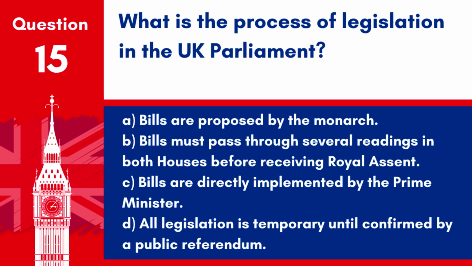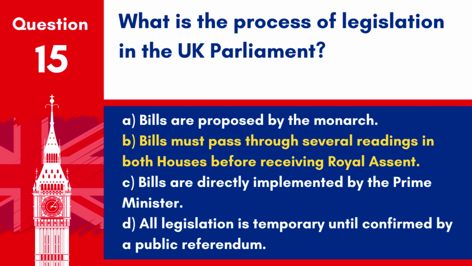Question 15. What is the process of legislation in the UK Parliament? A. Bills are proposed by the monarch. B. Bills must pass through several readings in both houses before receiving royal assent. C. Bills are directly implemented by the Prime Minister. D. All legislation is temporary until confirmed by a public referendum.